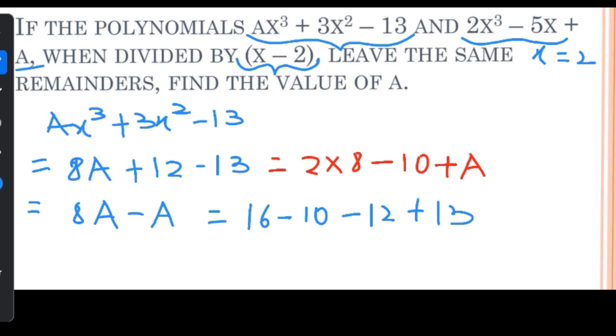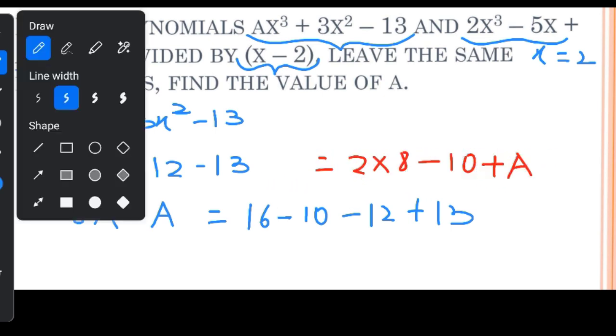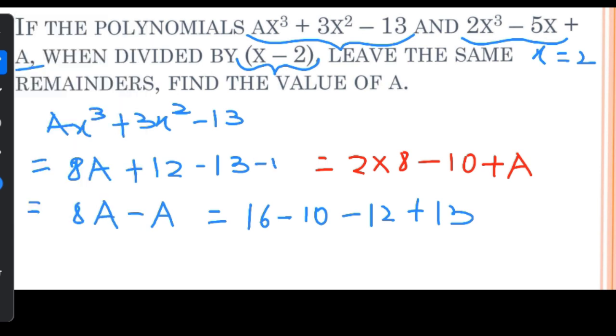हम कैसे एलिमिनेट करेंगे? वी विल लेफ्ट साइड से 12 को हटाना है। लेफ्ट साइड से जब 12 को हम हटाते हैं तो यहाँ पे −12 और यहाँ पे भी −12, राइट? सो ये −12 + 12 = 0 हो जाता है। So now you people know that 8a − a = 16 − 10 − 12 + 13. That means 7a equals to how much?